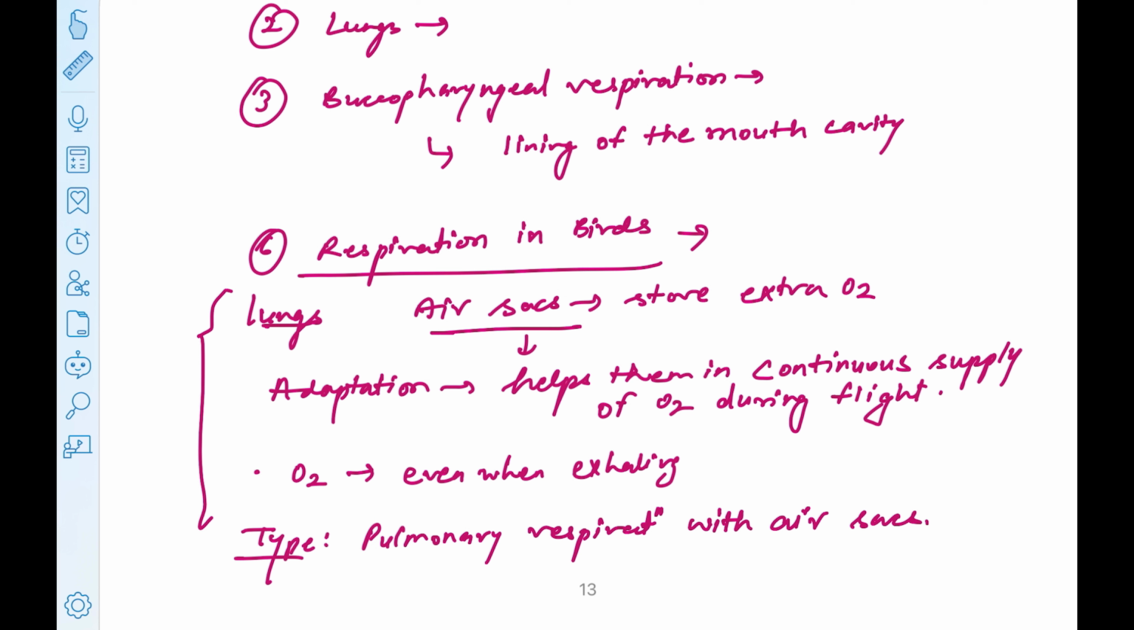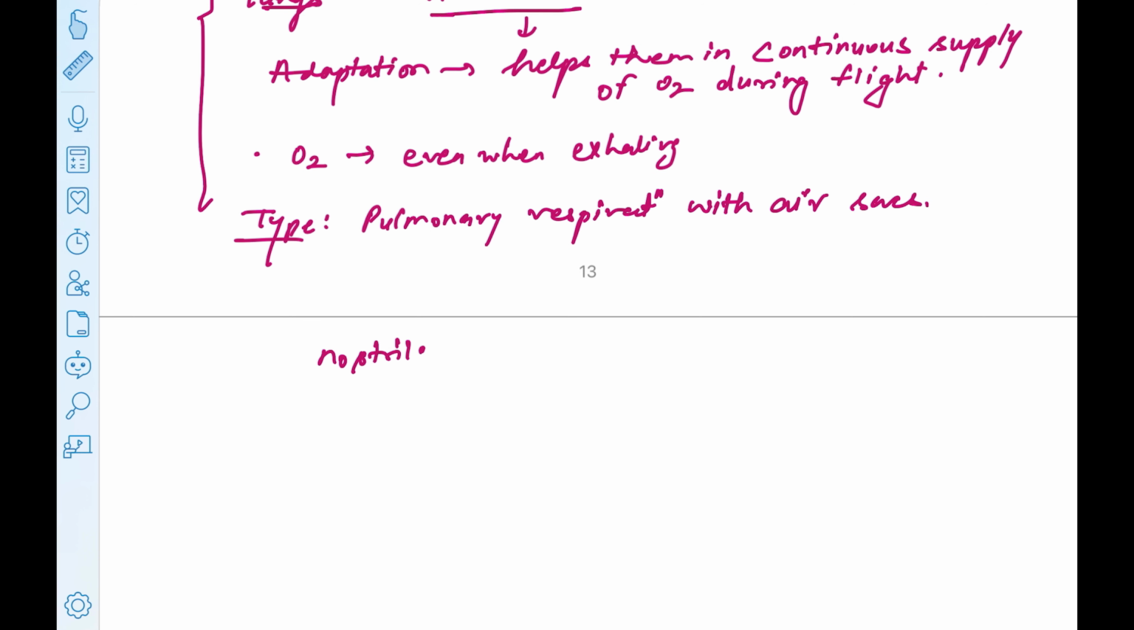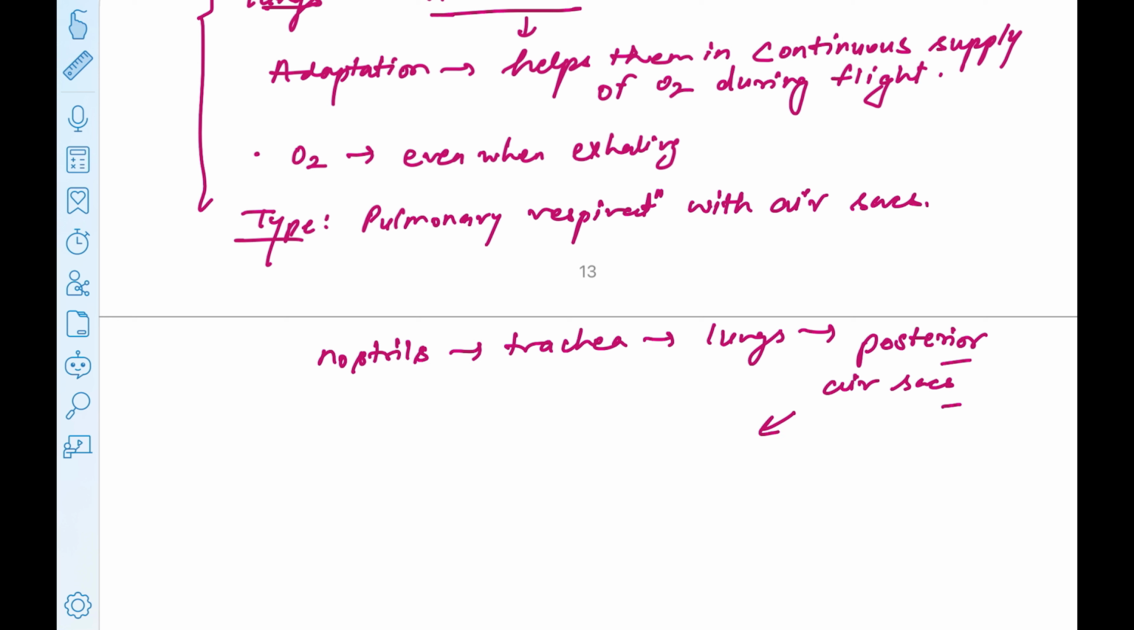And they also have nostrils, trachea, lungs, and air sacs. So fresh air enters through the nostrils, then the trachea, then the lungs, and it is stored in the posterior air sacs. From the posterior air sacs, it is pushed into the lungs where gas exchange occurs. And then oxygen-poor air from the lungs moves into the anterior air sacs. And at the same time, fresh air again enters the posterior sacs.